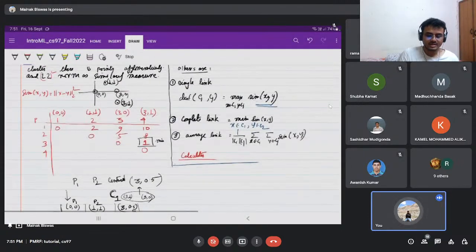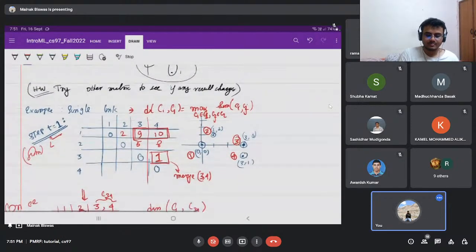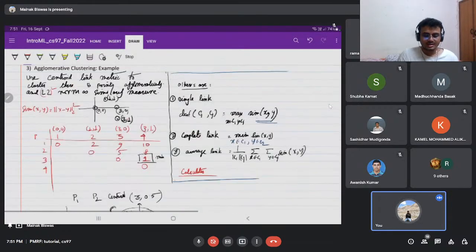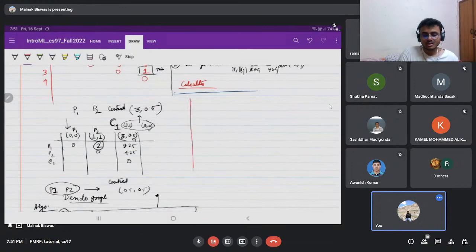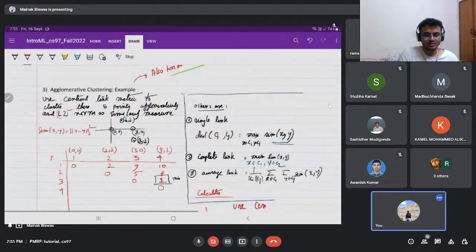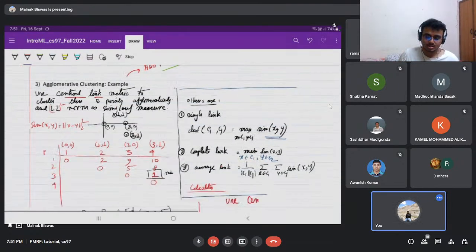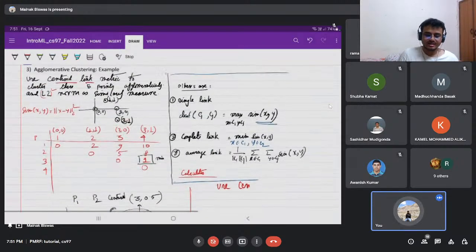So I have 4 points given here: (0, 0), (1, 1), (3, 0), and (3, 1). The question is, let's use the centroid link metric to cluster these points agglomeratively. Use the L2 norm as a measure of similarity. L2 is just the Euclidean distance, where we take x squared plus y squared as the distance between 2 points.